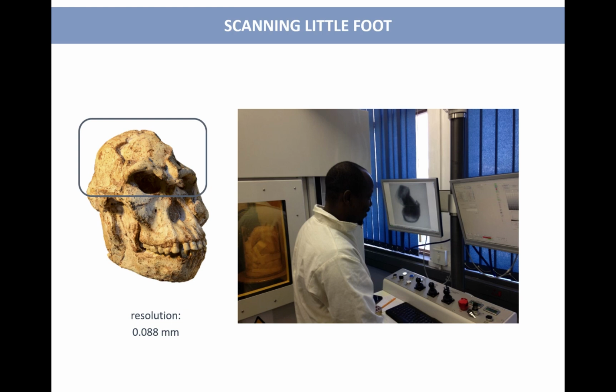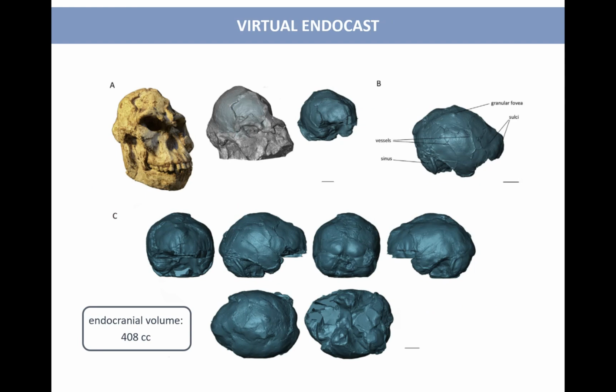So by using these images, we could reconstruct in 3D the skull of Littlefoot and also reconstruct the undercast. The undercast is a replica of the inner surface of the brain case. And from the undercast, we could then estimate the volume of the brain. It is about 400 cubic centimeters, which is very interesting because it's the same volume as other Australopithecus specimens, which is the genus of Littlefoot, and it's 3 times smaller than the brain of extant humans, so us.